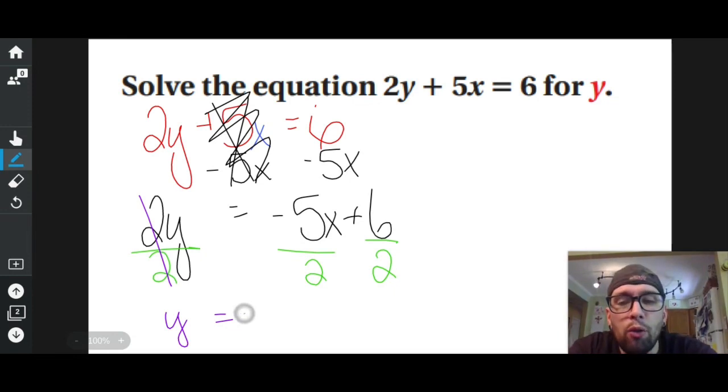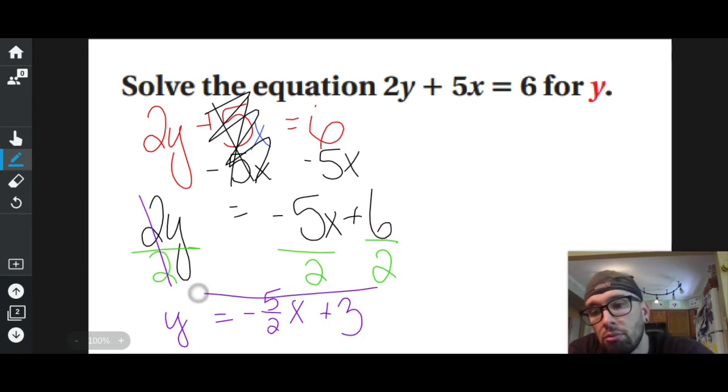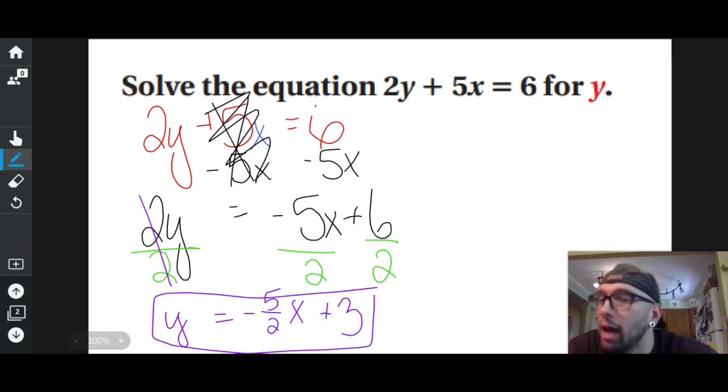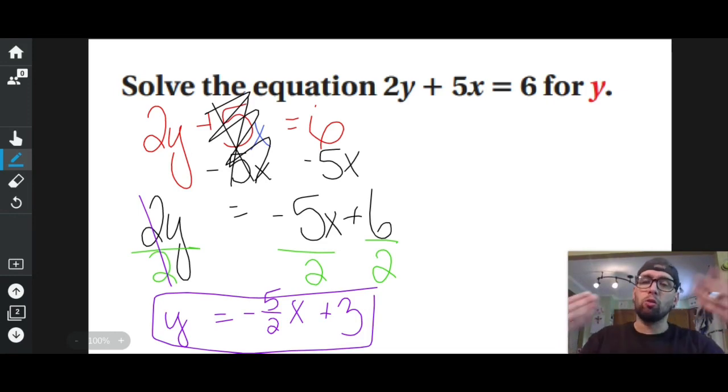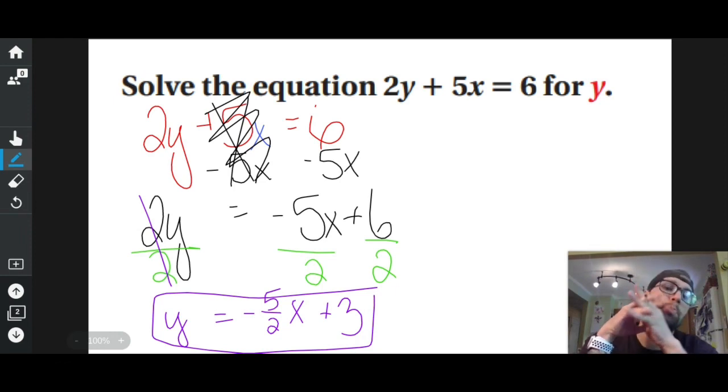Negative 5 over 2 is negative 5 over 2. Is it pretty? No, but someone's going to love it. X comes along for the ride. 6 over 2 is actually 3. How nice. And now y is all by itself. Since y is all by itself, I've officially solved for y.